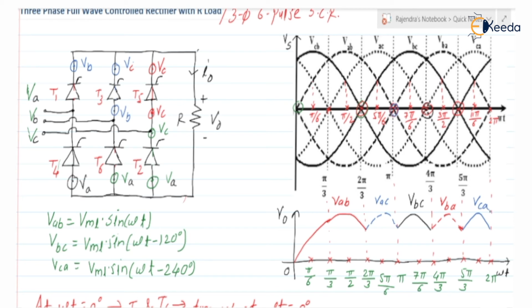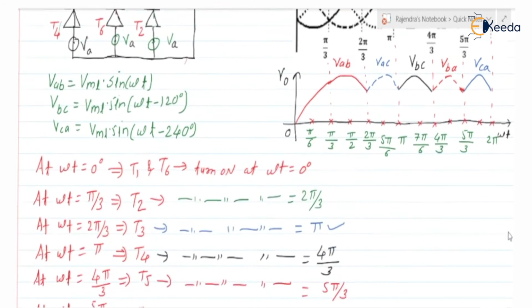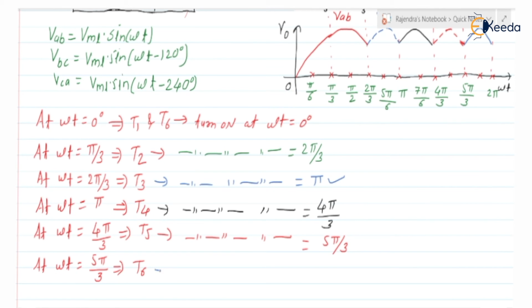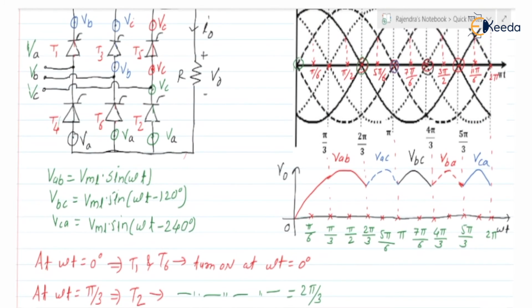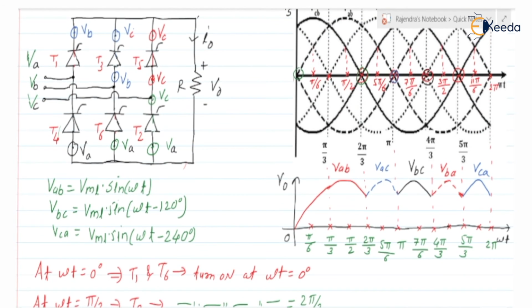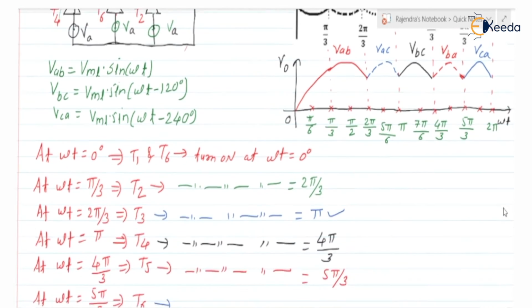VC. Okay, but if you check by keeping the same logic, we are supposed to apply the gate signal to thyristor T6 at 5 pi by 3. But if you check before that, T5 and T4 will be in the on state. So what is the voltage at the cathode of T6? It is a VB, right? What is the voltage at the anode of T6? T4 is in the on state, so here voltage is VA. So VA minus VB is the voltage across T6. VA minus VB means VAB.